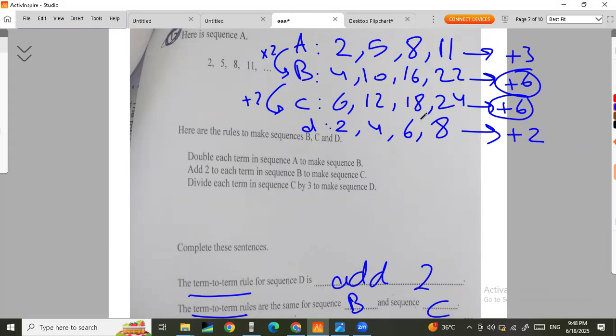All right, the last one over here, sequence D. They're saying to you here, divide each term in sequence C by 3, it will give you sequence D.